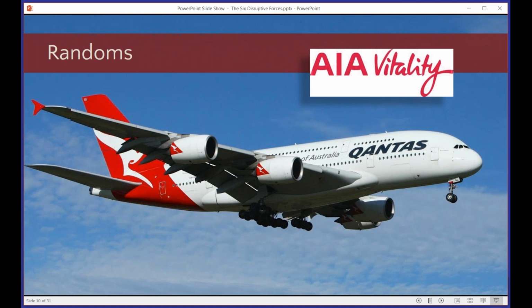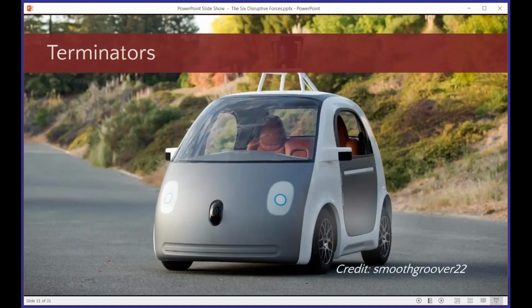They don't care about travel agents. They're just coming along and offering something that's a benefit to their members and their customers, but they're completely sideswiping another industry, which is the travel agents industry. So that's an example of a random. And the last one is like randoms on steroids. So these are the terminators.